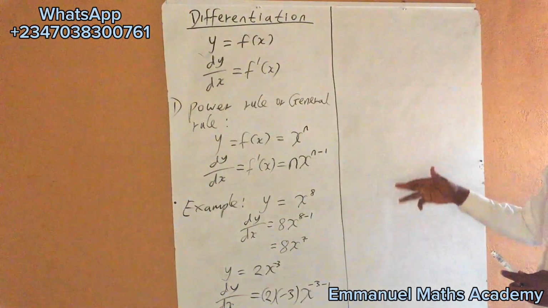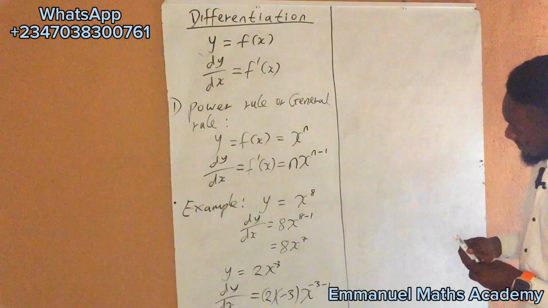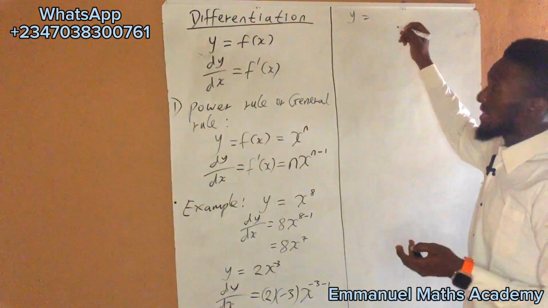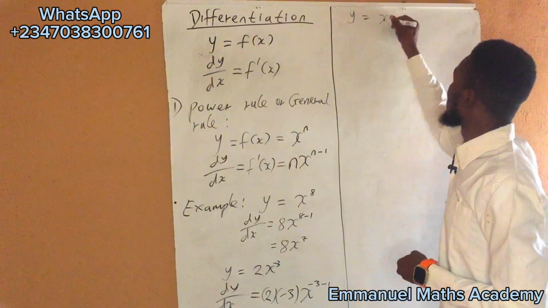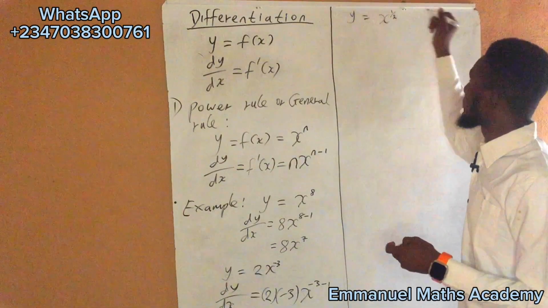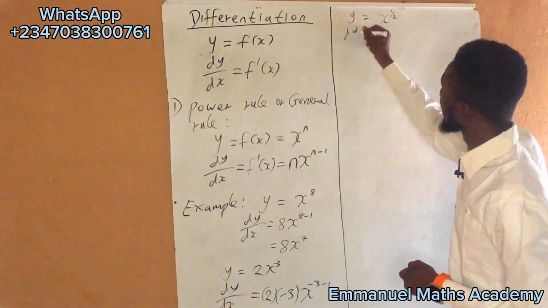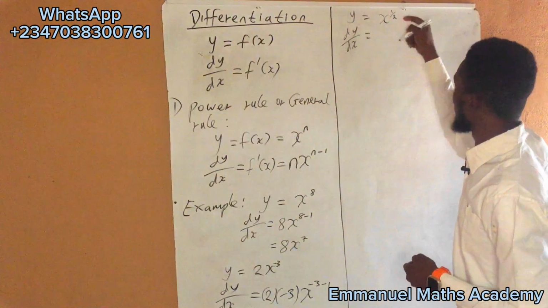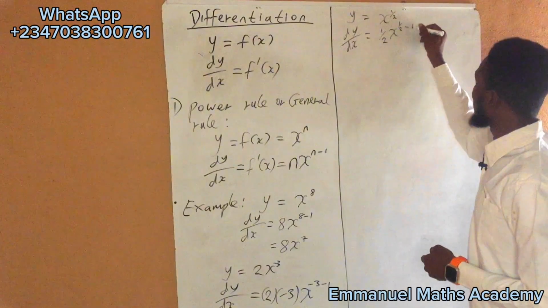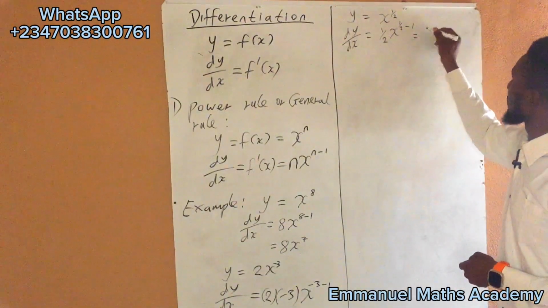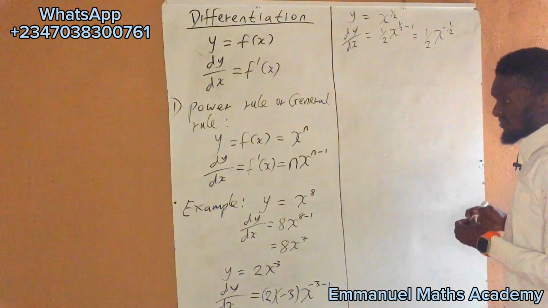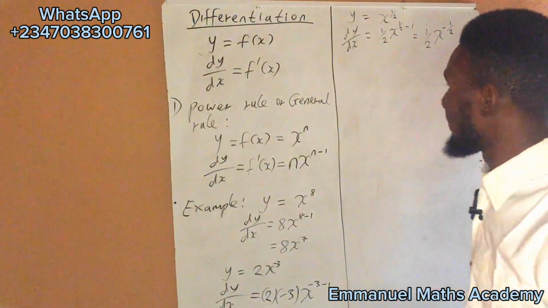Let's just solve maybe one more example for you to get a clearer picture. You can also be given something like this, y equal to a fraction this time, maybe x power 1 over 2. Then the dy/dx is equal to what? 1 over 2 times x power 1 over 2 minus 1, which is equal to what? 1 over 2 x power minus 1 over 2. As simple as that.